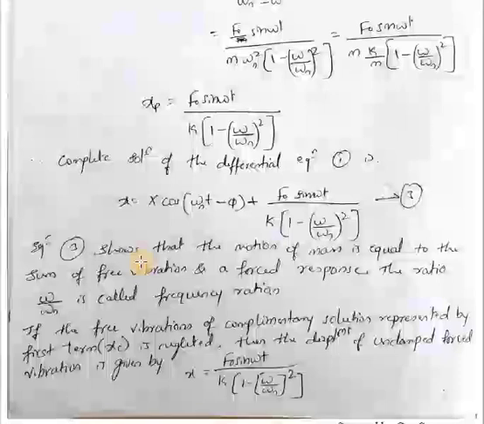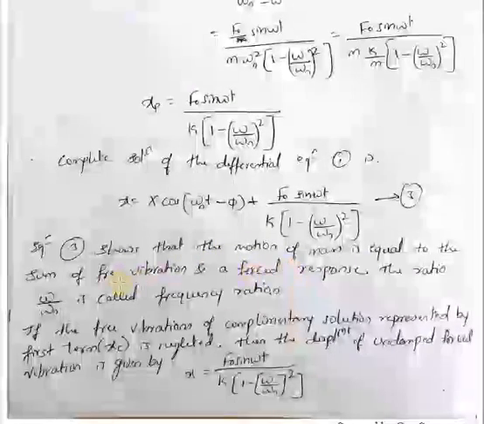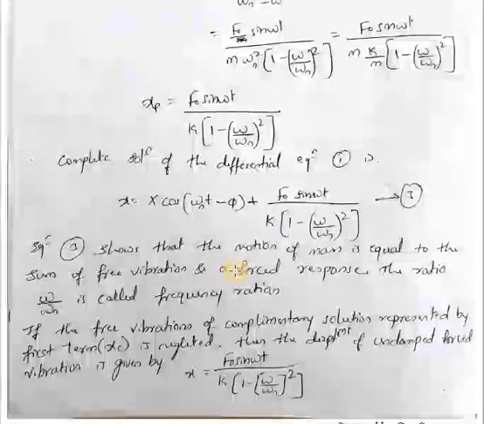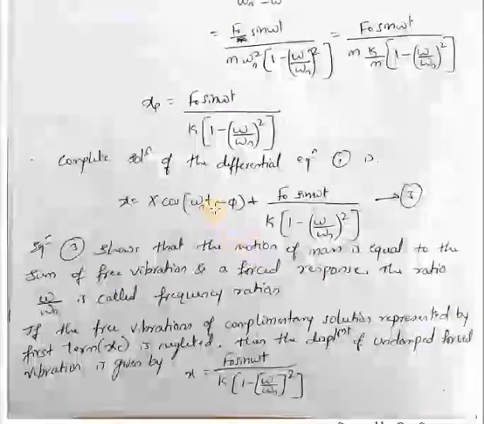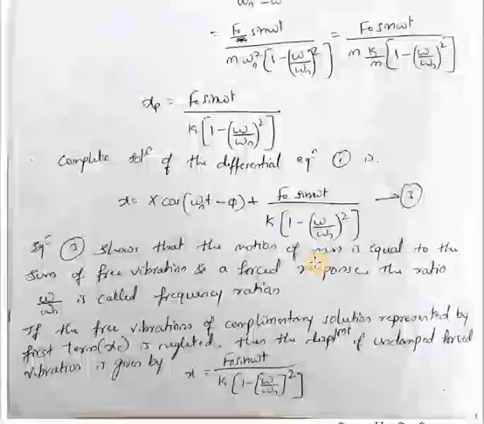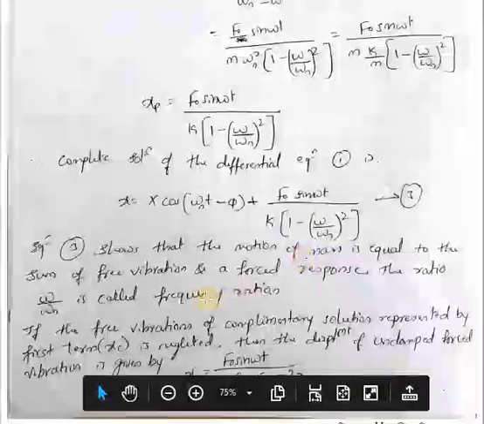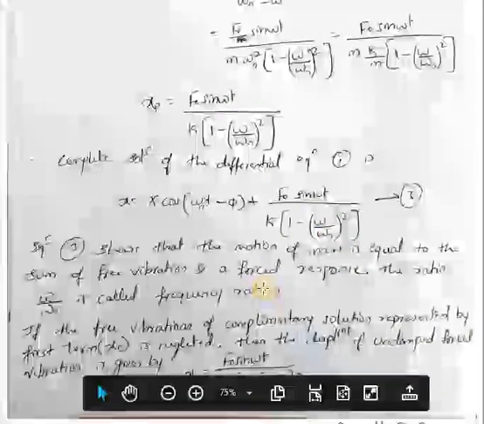Now this equation 3 shows that the motion of mass is equal to the sum of the free vibration and forced vibration response. This is for free and this is for forced vibration. And the ratio which is written here, omega by omega n, is called the frequency ratio.